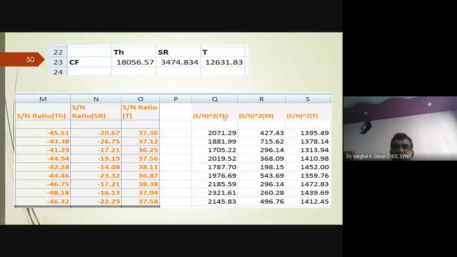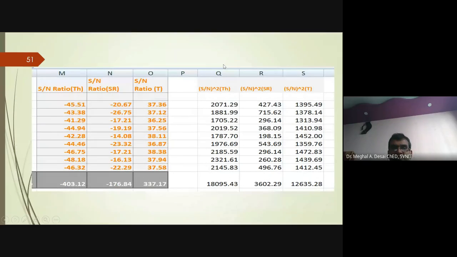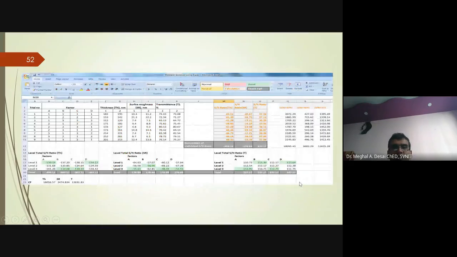So the square of each signal to noise ratio is reported here. The correction factor is also reported. Once we have this value and the summation, we can go for analysis of variance. So this is the layout. Signal to noise ratio, this value, its square, its total. The correction factor was found here.